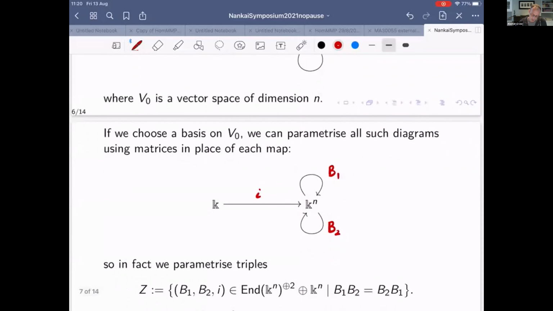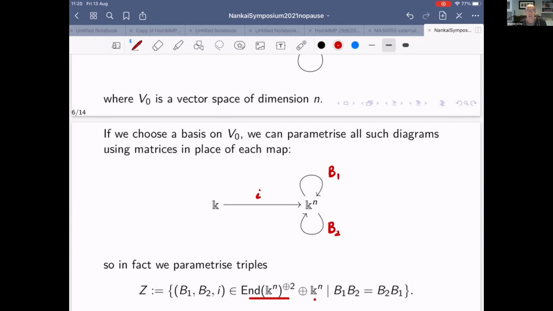And so I'm interested in parameterizing triples, right? So I want to record B1, B2, and I. B1 and B2 are both n by n matrices, and I is an n by 1 matrix. And I remind you that since x and y commute, I'm going to ask that B1 and B2 commute as well. So the set of all possible data for any of these points of length n is the space Z.